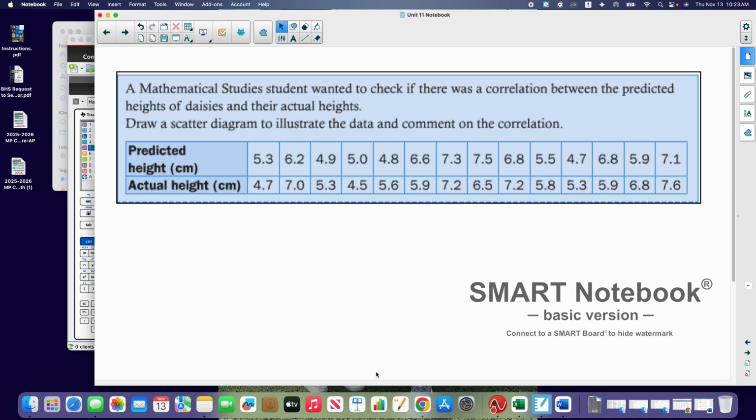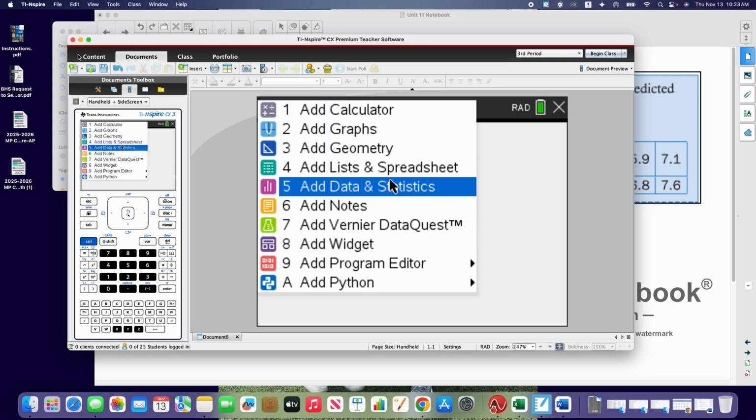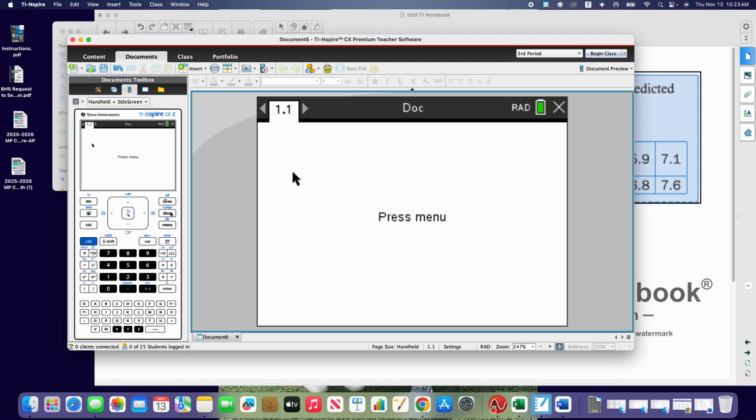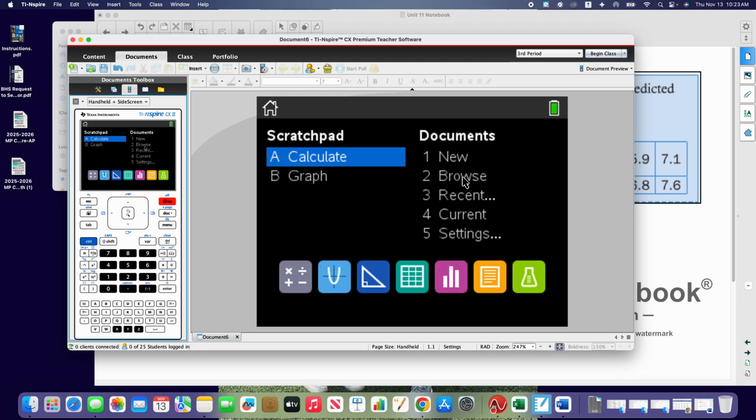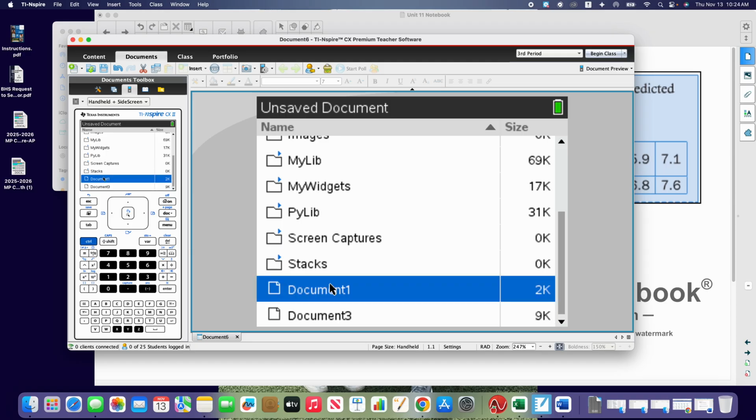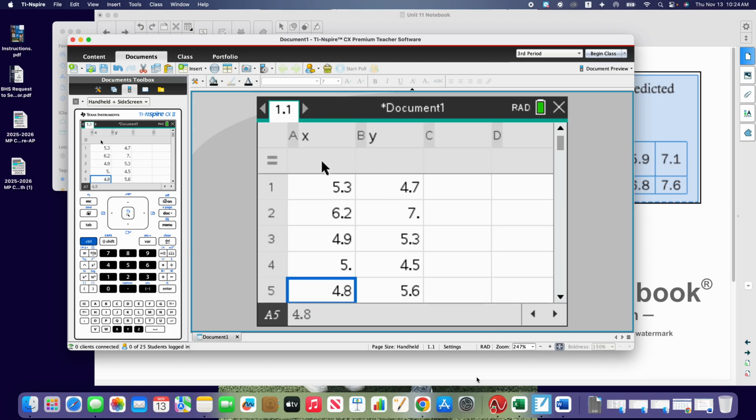To type this data in and to draw the scatter plot and comment on its correlation. So if we were to do that, sorry, I don't know where it went there. Let me try this again. All right, and so I'm going to go here. I have already put mine in so that I can be up to date with you guys. All right, so I've got it in.